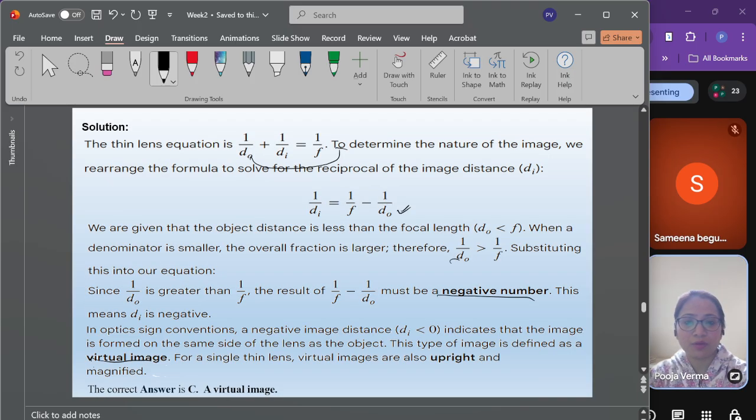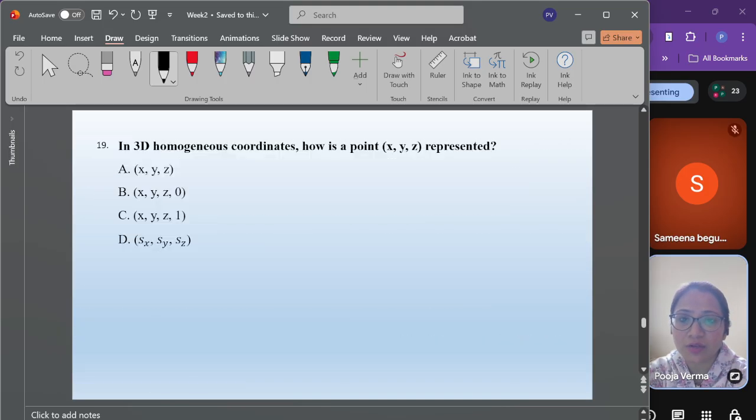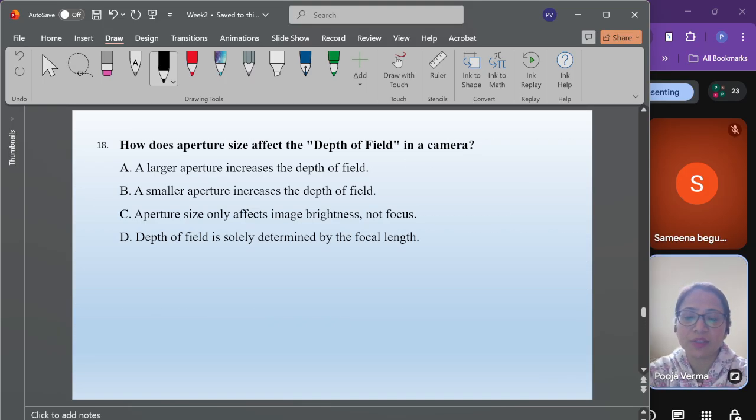So I hope you have understood this question. Now moving to our next question. Just two more theoretical questions will be here, then we will solve some numericals as well.